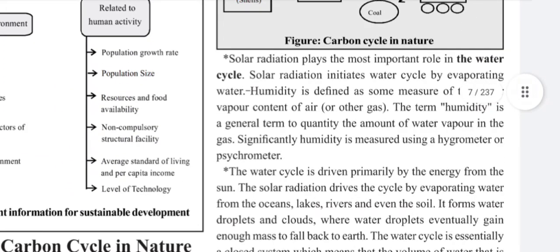Solar radiation plays the most important role in the water cycle. Solar radiation initiates the water cycle by evaporating water. Humidity is defined as a measure of the water vapor content of air or other gas. The term humidity is a general term to quantify the amount of water vapor in a gas. Significantly, humidity is measured using a hygrometer or psychrometer.